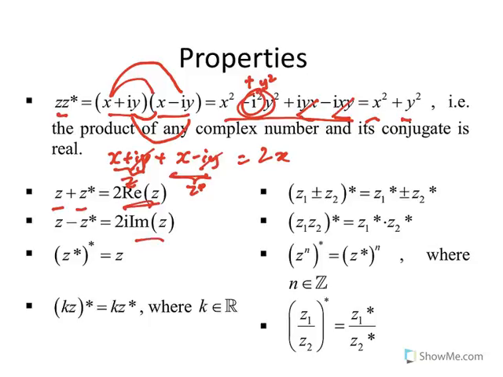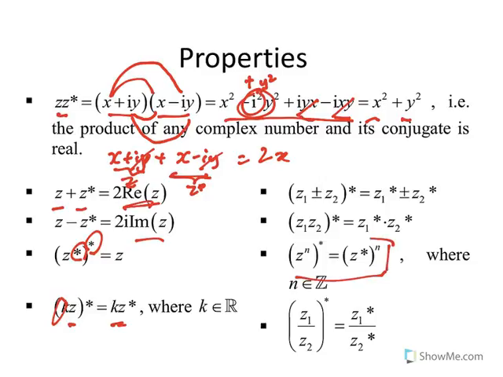Here, the conjugate of the conjugate is just the original complex number, right? The conjugate of the conjugate, z asterisk of z asterisk, is just z itself. Here, a scalar doesn't affect it, so k z asterisk is just k times z asterisk.